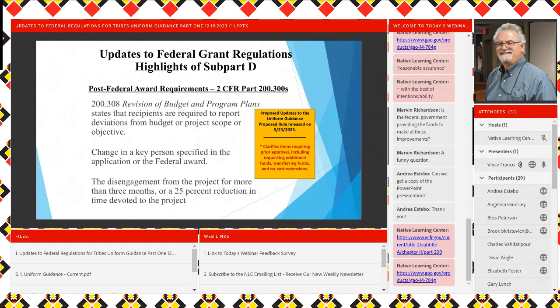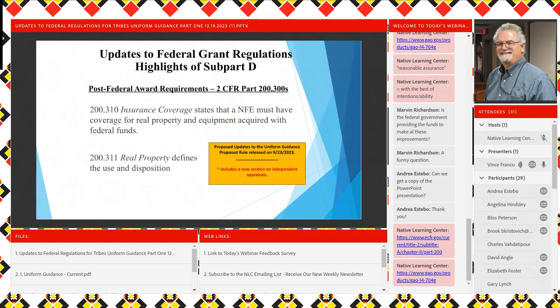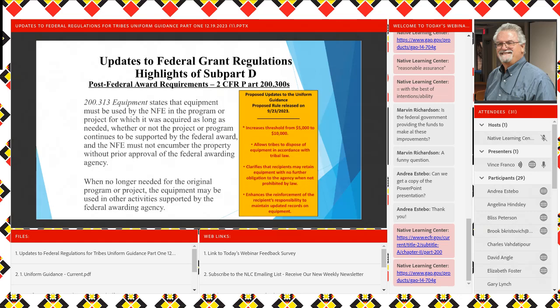Revision of the budget, these kinds of things take what's called prior approval. They're talking about reducing some of those prior approvals. Insurance coverage as well, you've got to have that. Here's the equipment thing I was talking about earlier with the $5,000 threshold. This is where it lives, 2 CFR Part 200.313. You can go here and do a deep dive if you wish on equipment. You'll read about the $5,000 threshold.